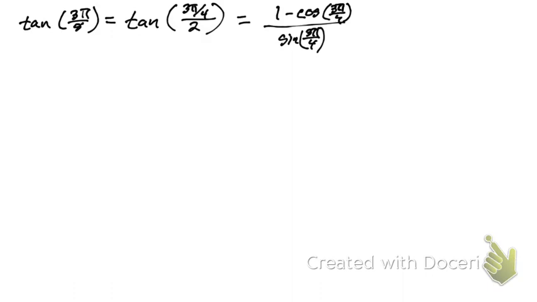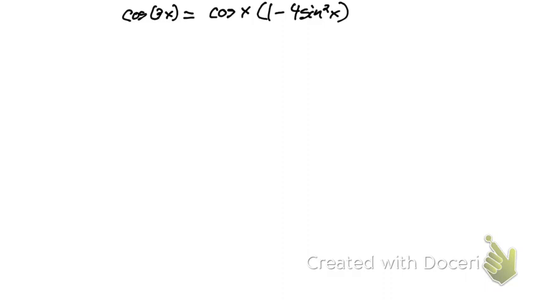All right, 7 is no different than the ones we've been doing. We are given cosine 3x equals cosine x times 1 minus 4 sine squared x.